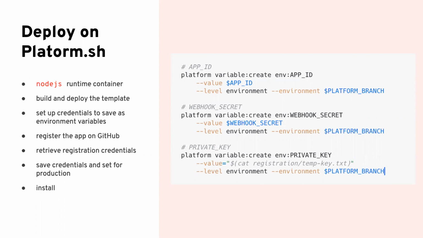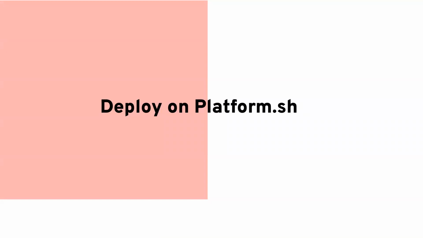So in order to get this script to work and have the CLI running in our application container, we need to add a token that Platform provides for you with your accounts so that it can interact with this Platform.sh API. So let's go ahead and deploy this thing and see what it looks like.